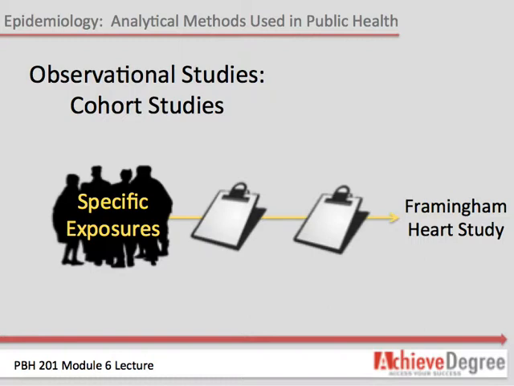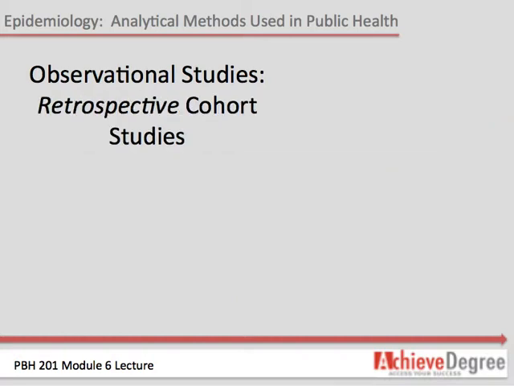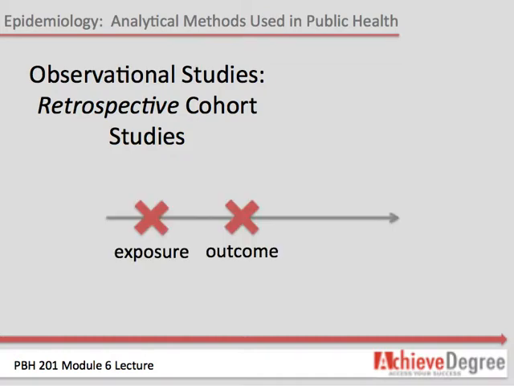The Framingham Heart Study led to the identification of the major risk factors for CVD: high cholesterol, high blood pressure, smoking, obesity, and physical inactivity. Unfortunately, prospective cohort studies are costly and time-consuming. The retrospective cohort study is an alternative design. In a retrospective cohort study, both the exposure and the health outcome under study have already occurred. Basically, participants are selected on the basis of having had the exposure. They are followed for the incidence of disease up to the present.